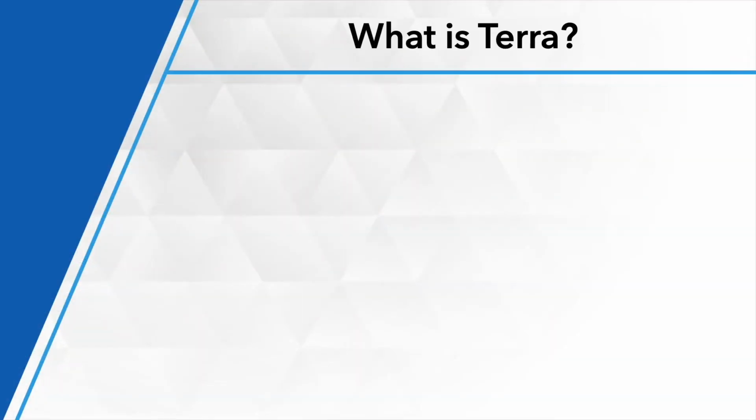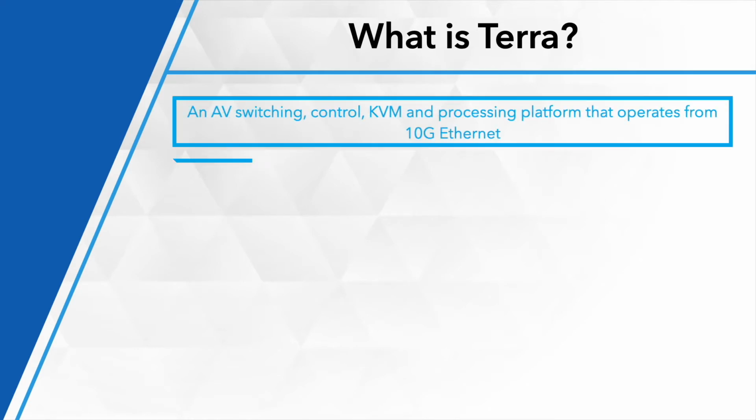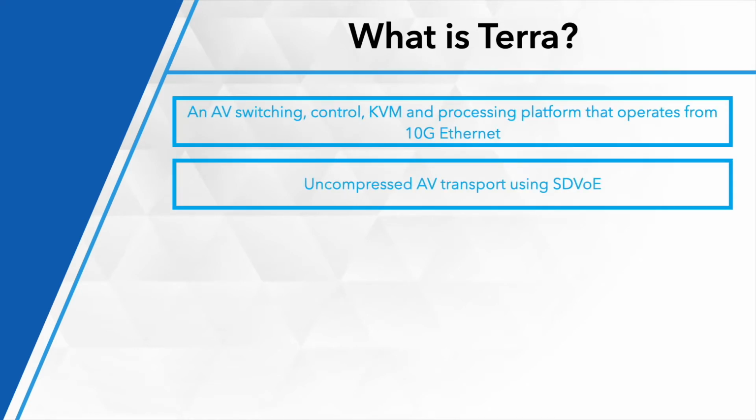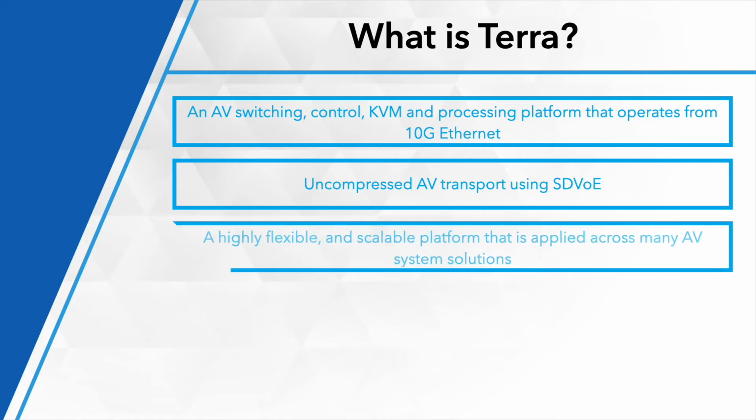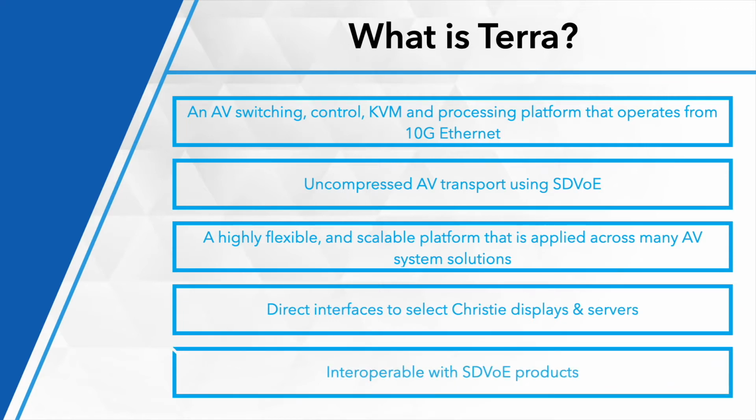What is Terra? Terra is an AV-over-IP SDVoE platform for Pro AV solutions. We use it a lot in the control room application because it does extension, matrix routing. We can do video walls. It's uncompressed video and extremely low latency.